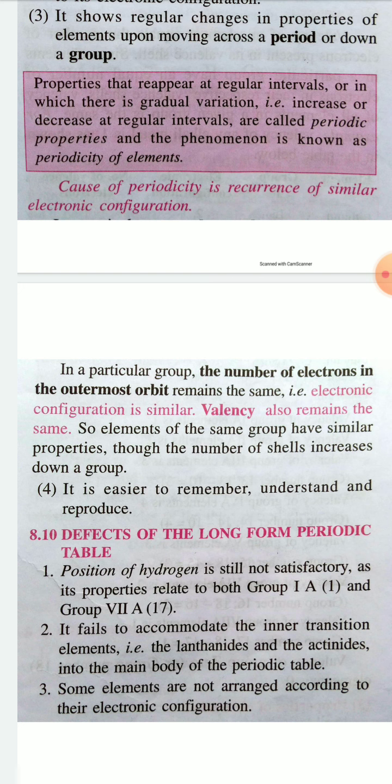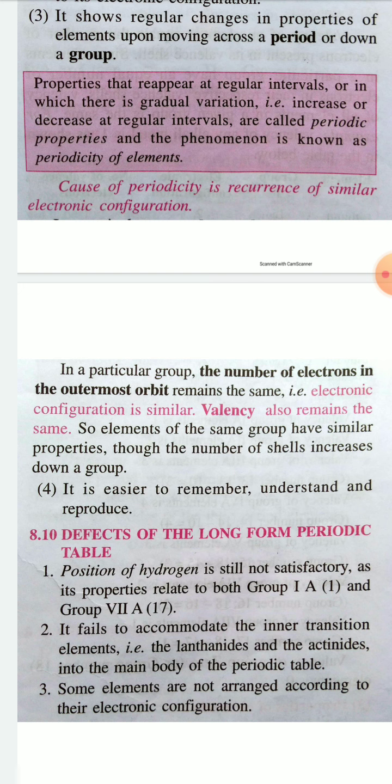So periodic properties are those that reappear at regular intervals or in which there is a gradual variation, that is increase or decrease at regular intervals. You will learn about different types of periodic properties later. This phenomenon is known as periodicity of elements. And what is the cause of periodicity? The cause of periodicity is recurrence of similar electronic configuration.